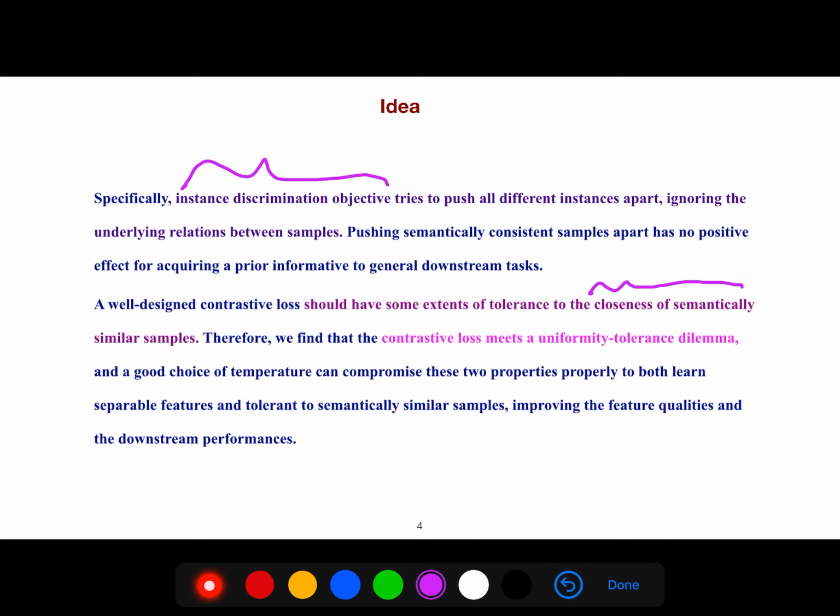Therefore, we find that the contrastive loss meets a uniformity-tolerance dilemma, and a good choice of temperature can compromise these two properties properly, to both learn separable features and be tolerant to semantically similar samples, improving the feature qualities and the downstream performances.